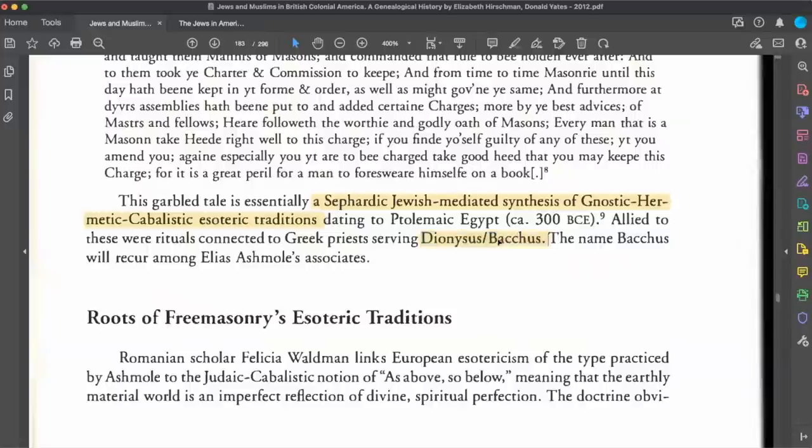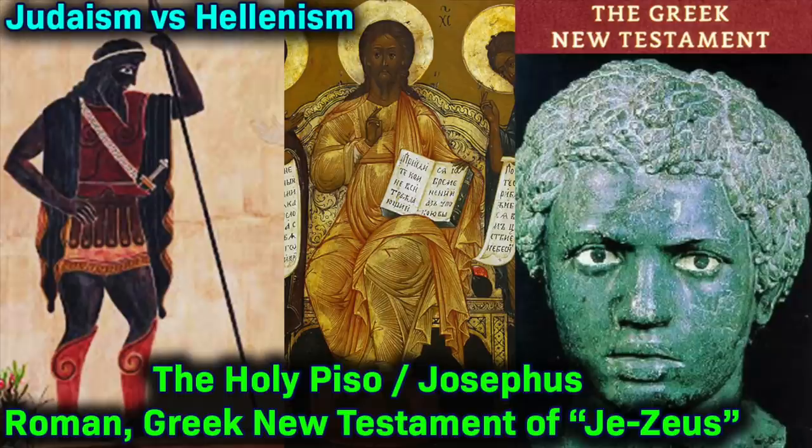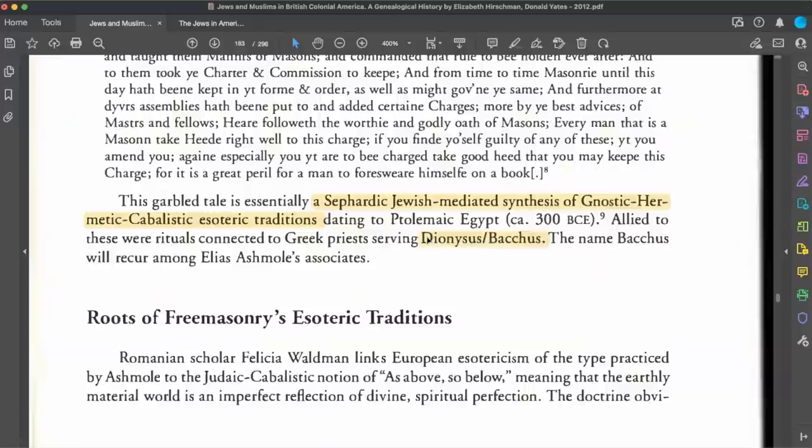All right, this is deep. Remember, if you guys watched my creation of the New Testament videos, the Gospels of Piso, this is the god that the Romans were forcing these rebel Hebrews to worship, you know, to join in their parades and carry their god Dionysus Bacchus. So just off, we're talking about Hermes, it's the same. The name Bacchus will reoccur among Elias Ashmole's associates.